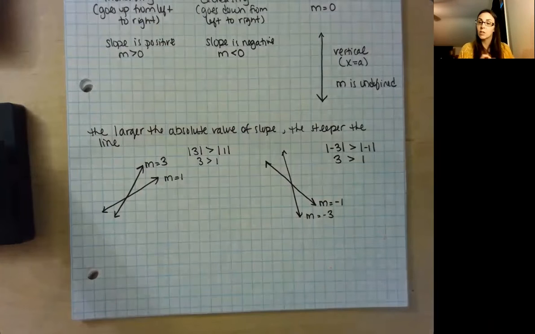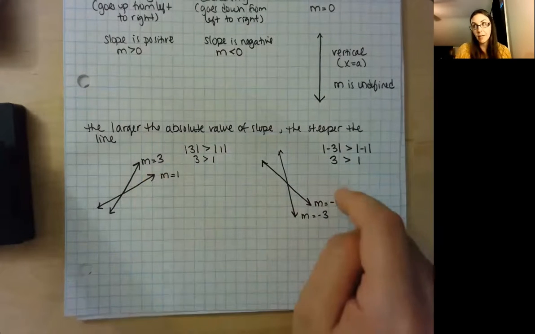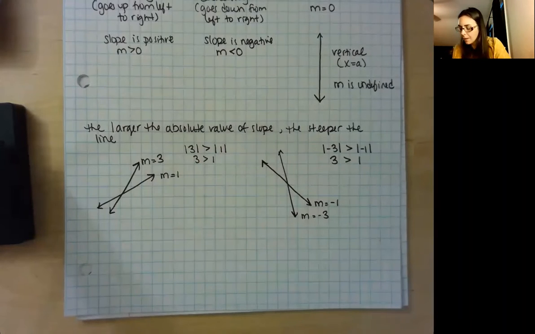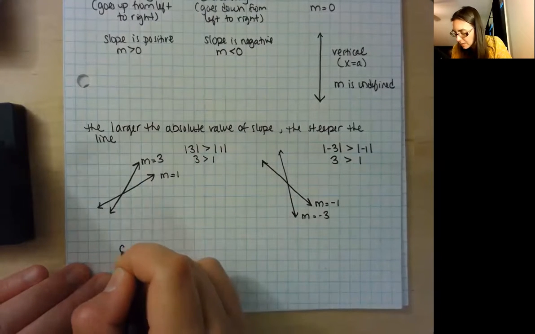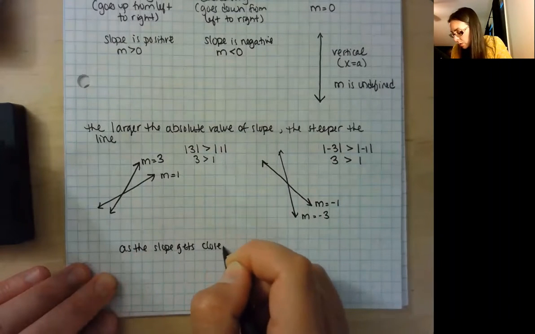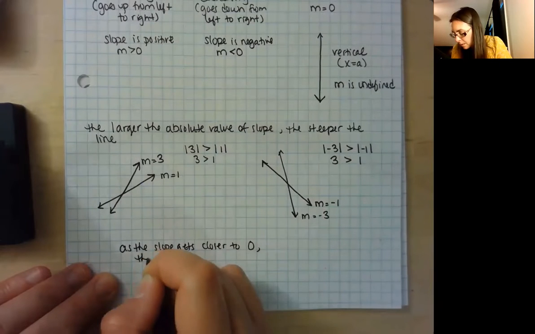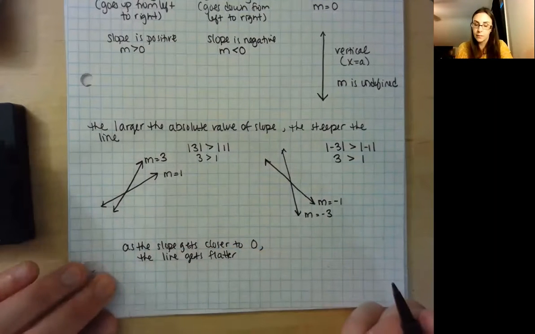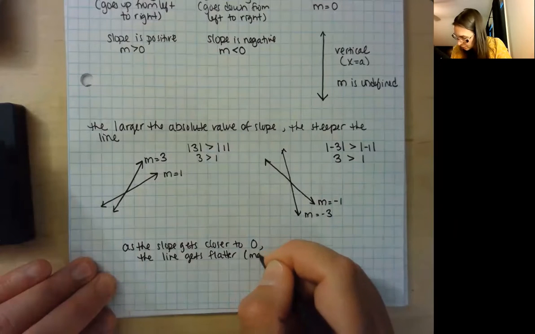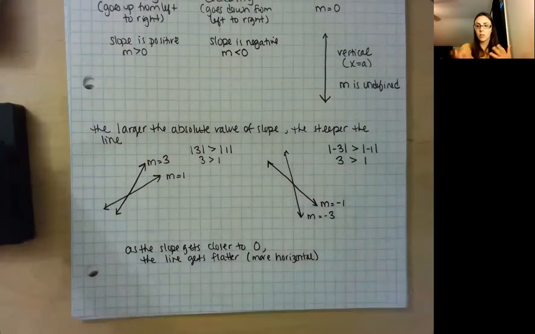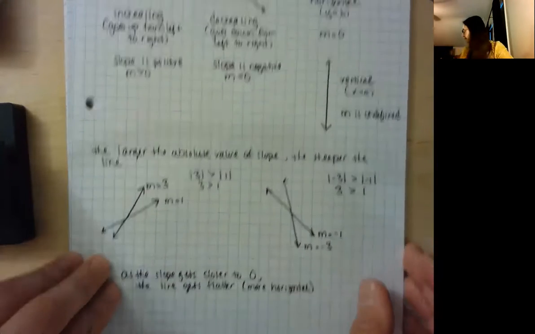So your slope represents the direction, but also the steepness. So that larger value here, or a larger, in this case, I guess, more negative value, creates a much steeper, more vertical line. So as the slope gets closer to 0, the line gets flatter, right? So it gets less vertical, more horizontal. All right, so that's just a little bit of background about what slope is. So now how do you find slope?